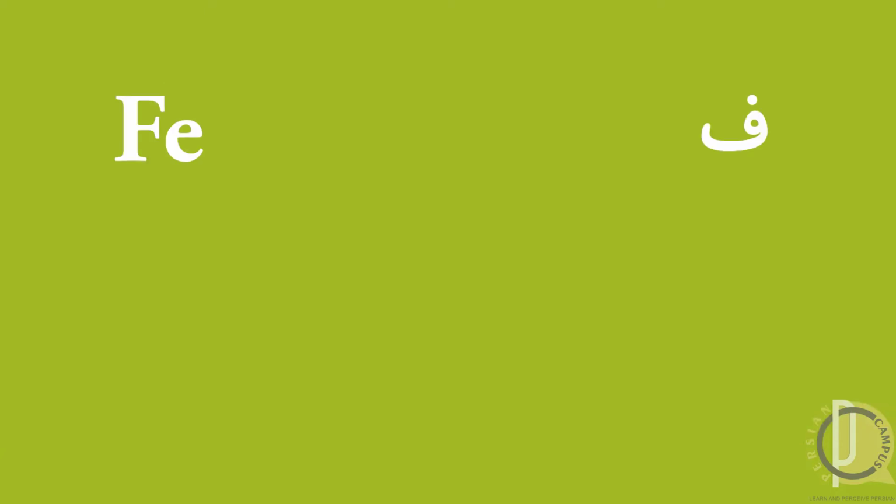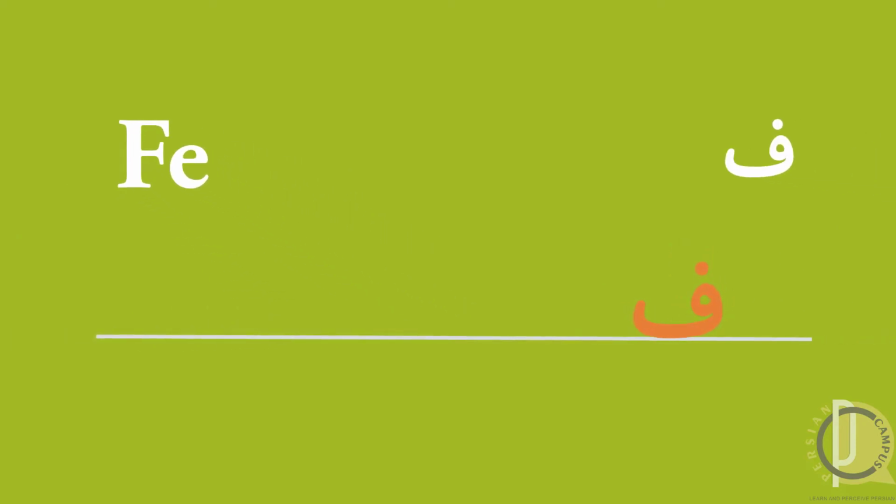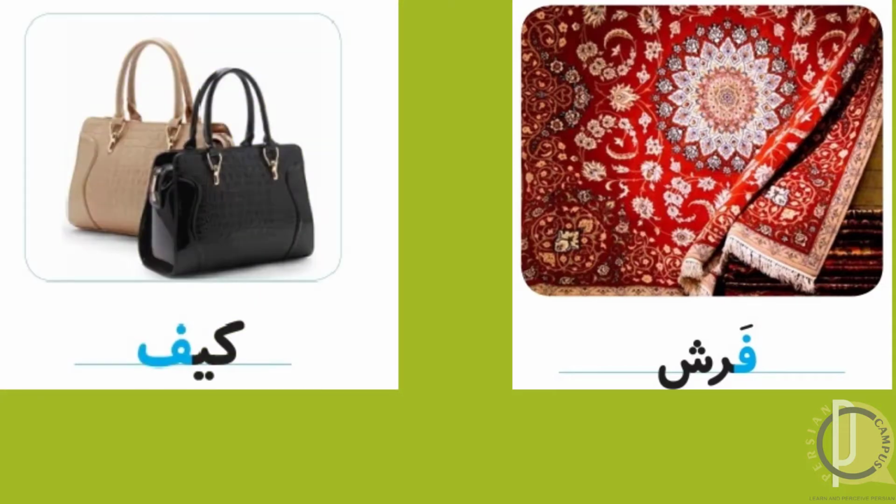Let's continue with Fe. Fe has two forms, big Fe and small Fe. The sound is F. The same as all big letters, the big Fe is used in final position of the word, while the small one is used at the beginning or middle position. Let's see some examples. Farsh. It means carpet. The other one is kif.